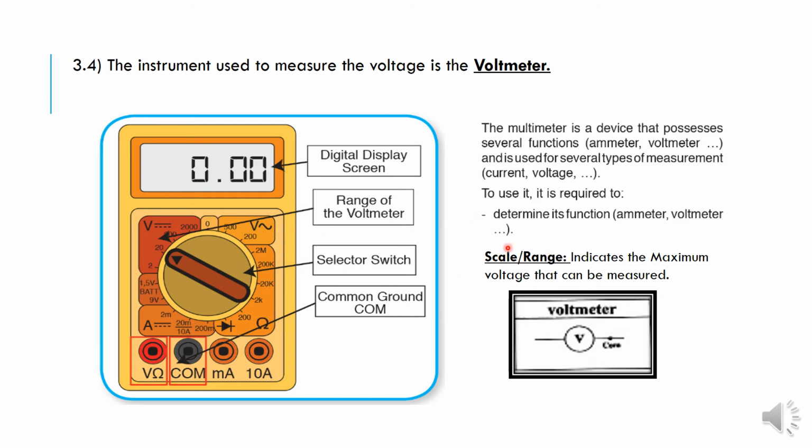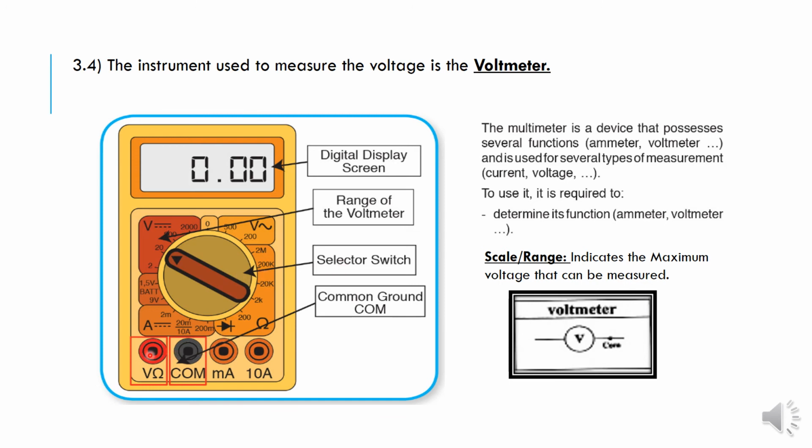and I have to determine the range or scale. What do we mean by the range or the scale? It indicates the maximum voltage that can be measured. So if the maximum voltage that can be measured is 20, I have to put the scale or the range on 20 volts. If it's 2000, I put it on 2000 volts. If it's 2, I put it on 2 volts.